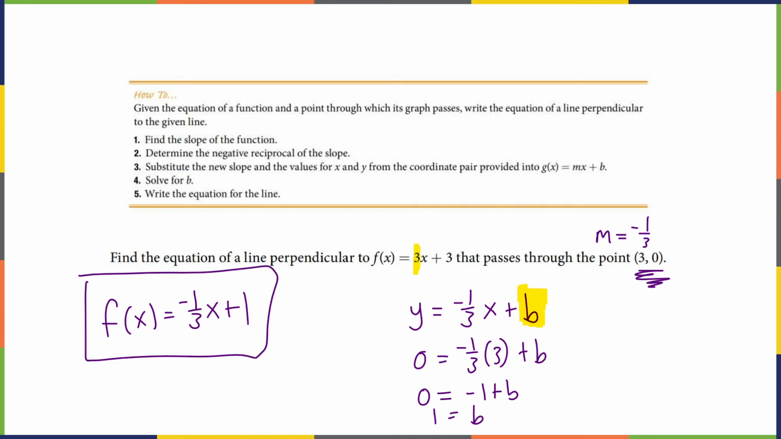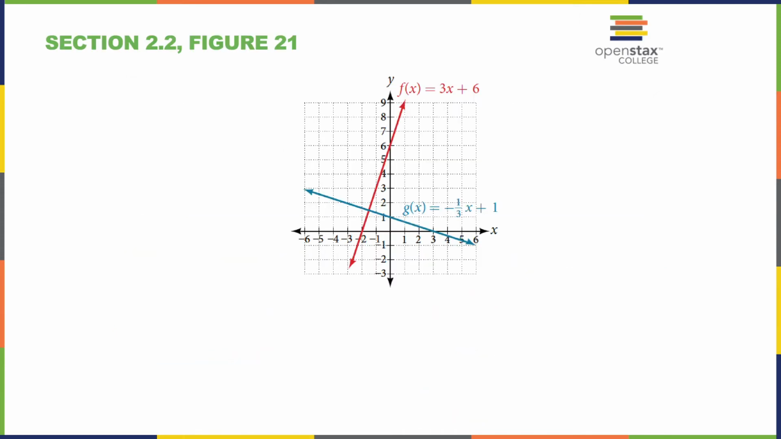Now, do you have to do it that way? No. You could also have gone straight to point slope form and then turn it into slope intercept form if you like. This is one of those things where it's up to you which way you prefer. Now, when we graph those two things, so f of x equals 3x plus 6, and they went ahead and named our perpendicular line g of x equals negative 1/3 x plus 1, you're going to see that they are indeed perpendicular.